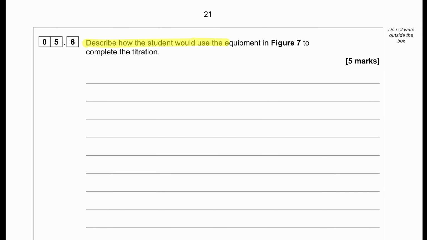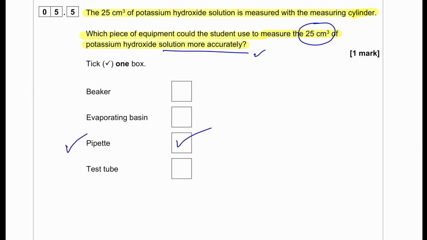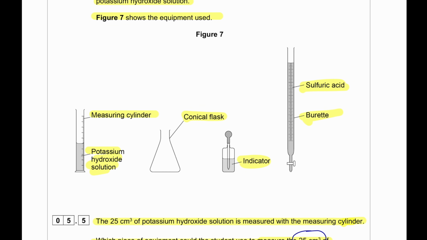Describe how the student would use the equipment in figure 7 to complete the titration. So guys, in this one, we'll have to write the entire process of how the student will do the titration. If we look into this particular diagram, what can we see? First of all, what do we have to do? We will have to add the potassium hydroxide solution to the conical flask. Once we add the potassium hydroxide solution to the conical flask, we're going to add the indicator to it, which will give us an indication that this is an alkaline solution.